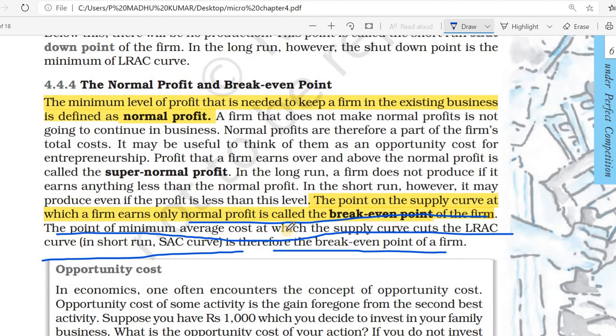The point of minimum average cost at which the supply curve cuts the LRAC curve is called the break-even point.